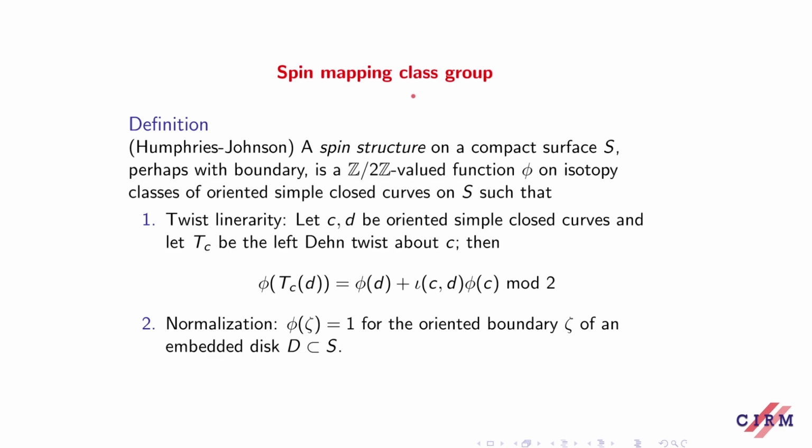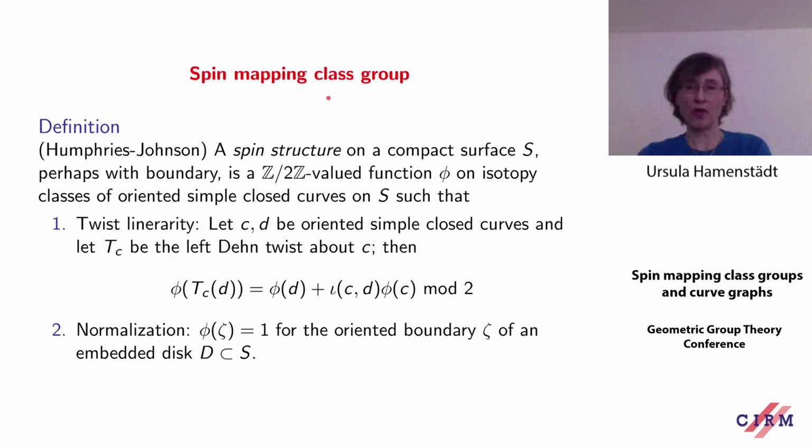The mapping class group of a closed surface of genus g is the group of isotopy classes of orientation preserving diffeomorphisms of the surface. Such a mapping class may or may not preserve some additional structure, and the additional structure we are looking at here is a spin structure on the surface. What is a spin structure? Classically, a spin structure on a surface is a covering of the unit tangent bundle of the surface, which restricts to a standard covering of the fiber.